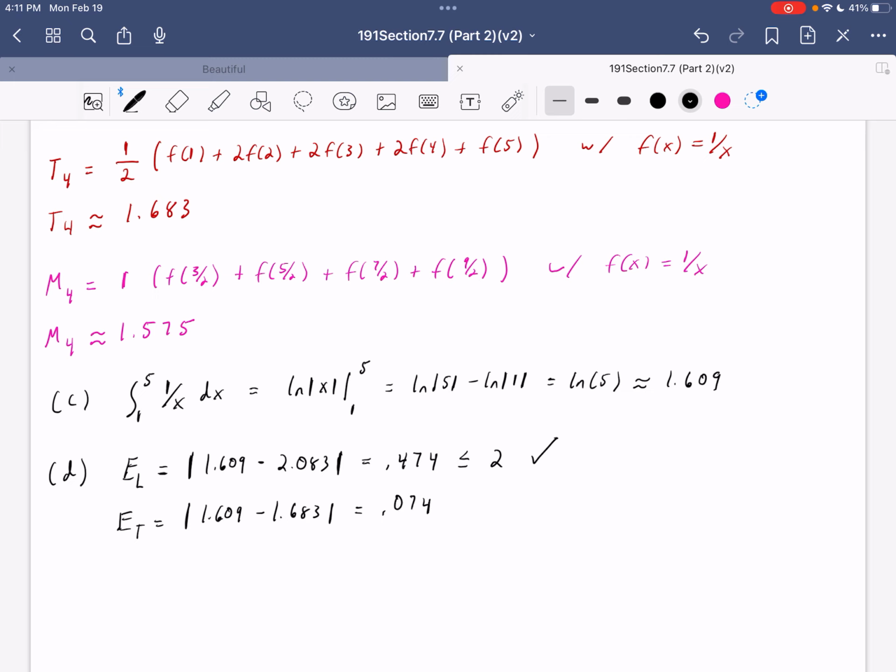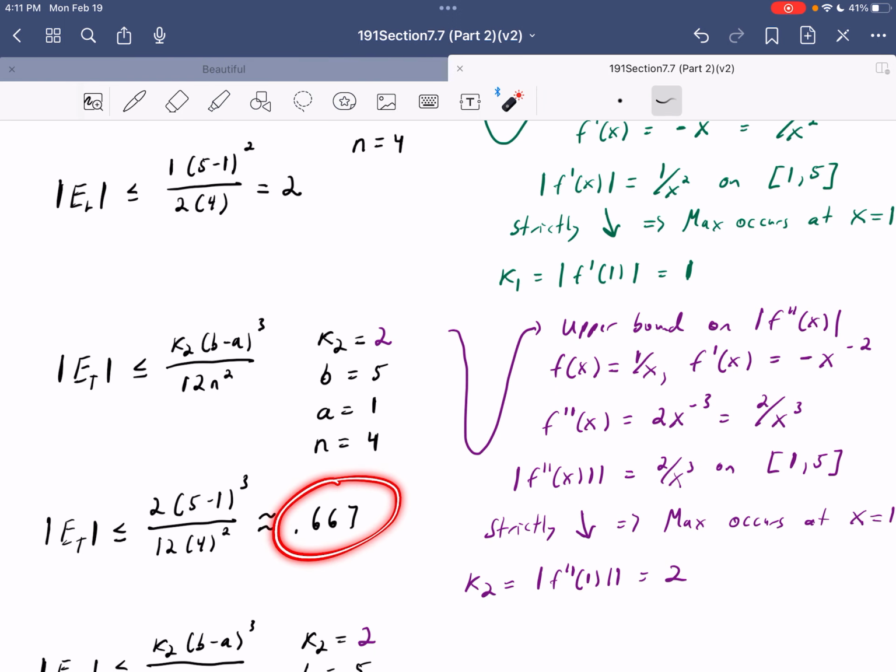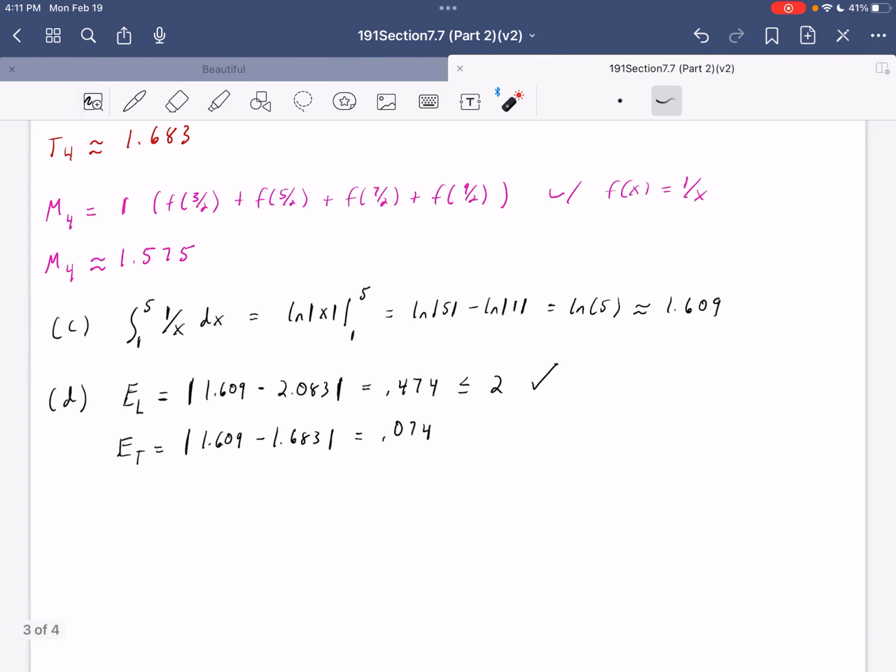Notice that that's a much better approximation, much lower error. And if we check, that was supposed to come in as less than 0.667, which it certainly did. So that is less than 0.667. Give ourselves a check mark.